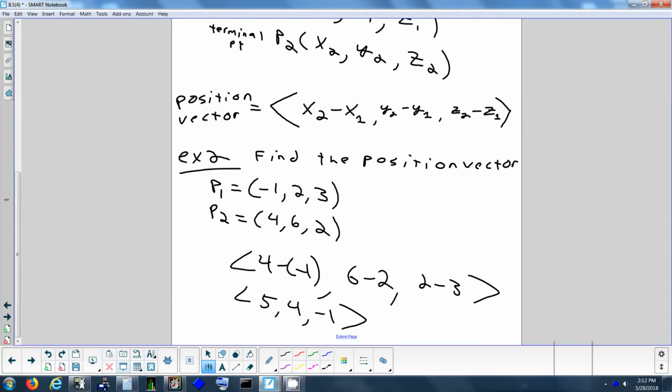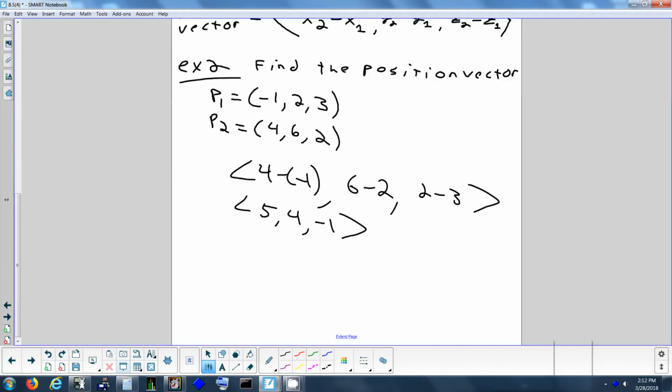Any questions on finding a position vector? If you want, you could also write it 5i plus 4k minus j. Okay, you should be comfortable with both. Any other questions on that? Wouldn't the 4 be with j? IJK. Yes, thank you. It's always alphabetical order. I'm not sure why I did that.